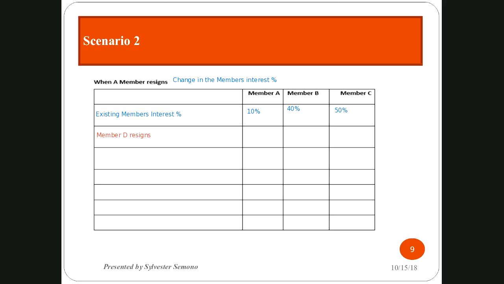Now, because B is resigning, we take his share, and his share must be divided amongst the other members according to the ratio 10 is to 50. I think you know how to use the ratio. Okay. So the share for A is going to be 10 divided by, no, not 50, 60. 10 plus 50 is 60. And then times 40. Are you all on the same page? How much do you get?